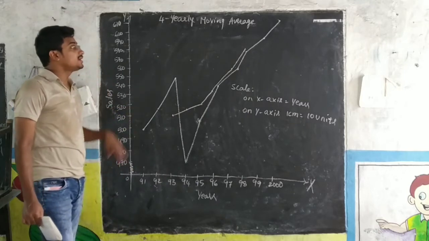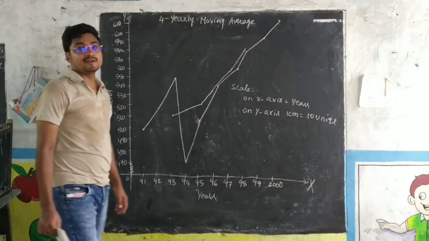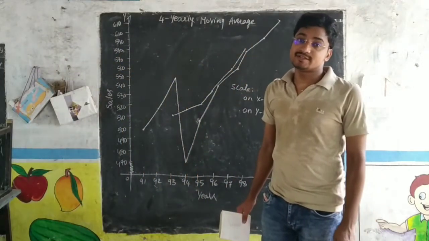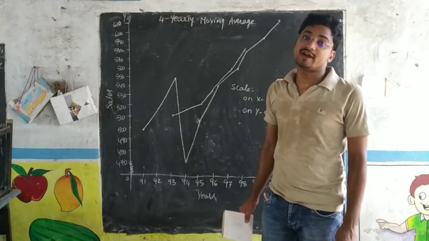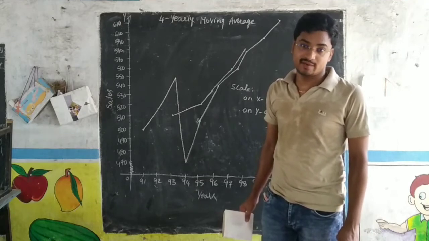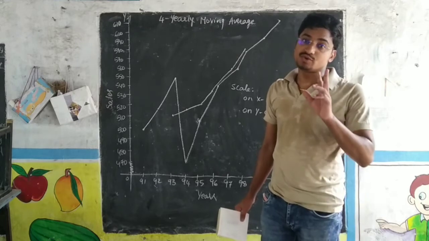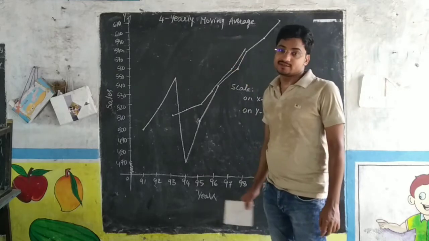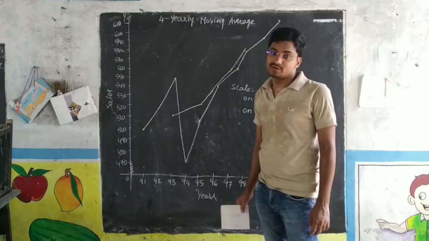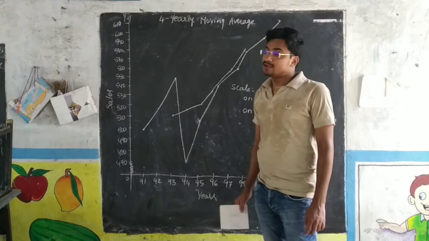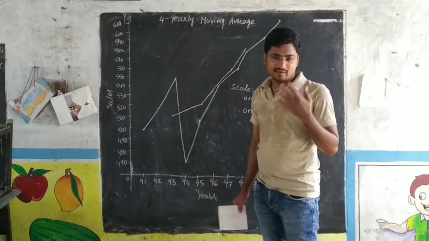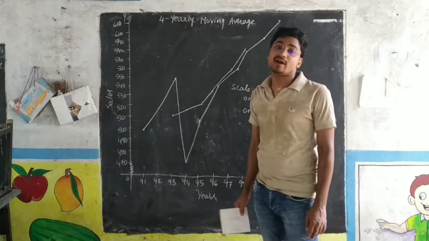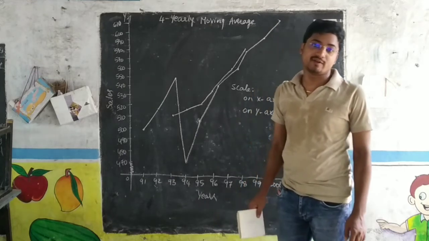This is the even yearly moving average. In even yearly moving average, trend values don't coincide with a particular year. In that case, we have to find an extra column, that is centered moving average. Centered moving average is the average of 2 values only. In odd yearly moving average, trend values coincide with a particular year. In even yearly they don't, so we find the centered moving average column.